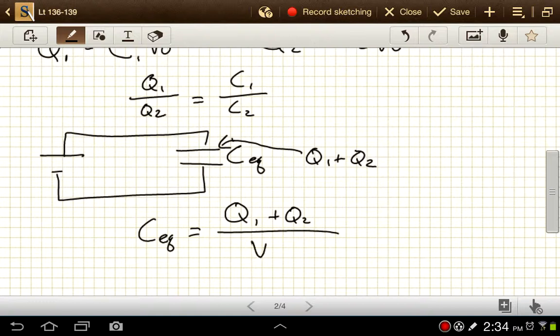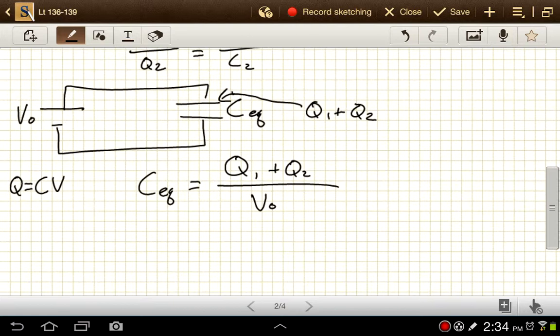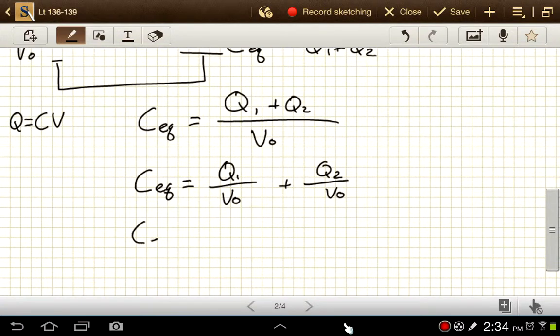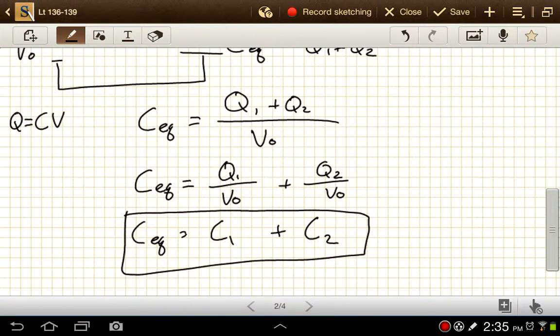divided by the voltage, which was V naught here. I'm just using Q equals CV, but rearranging here to find C. So I've got Q1 plus Q2 divided by the voltage, and so C equivalent, I can rewrite that as Q1 over V naught plus Q2 over V naught, which, if I do Q over V for the first one, was just capacitance 1, plus Q over V for the second one was capacitance 2. So for the equivalent capacitance, we just add the two capacitors together here.